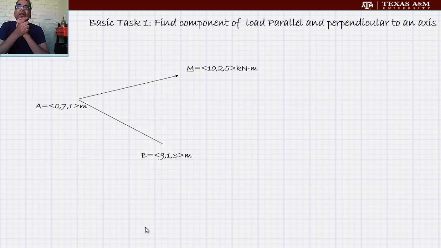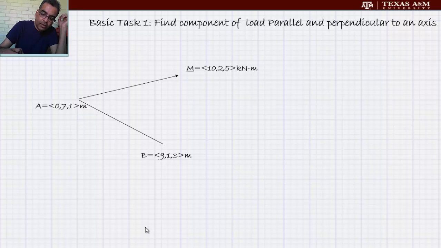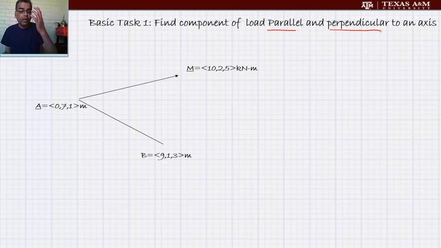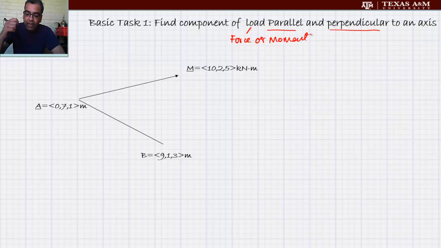Now we come to the main task, which is if you want to figure out how things fail, you want to be able to find the components that are either parallel or perpendicular to an axis. And when I say load, it could mean force or moment. Both of them would be considered. Okay, so let's look at an example problem.